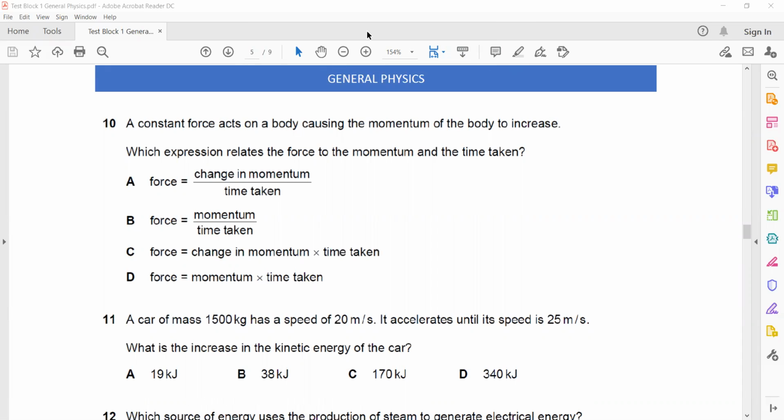A constant force acts on a body to cause the momentum of the body to increase. Which expression gives the force? Impulse is change in momentum, so force is equal to change in momentum or impulse divided by time. Because impulse is force multiplied by time, if we need the force, force is impulse divided by time. So impulse is a change in momentum, and time, so A is the right answer.